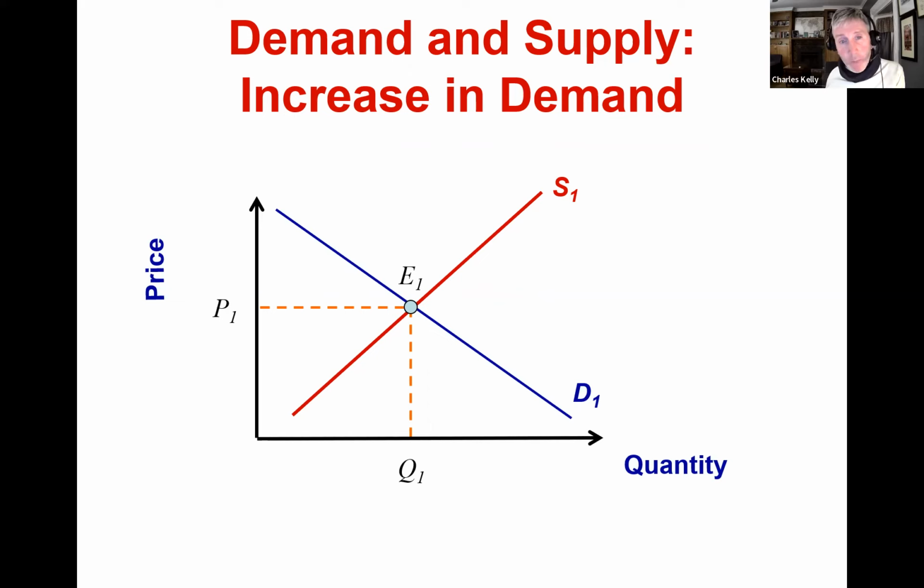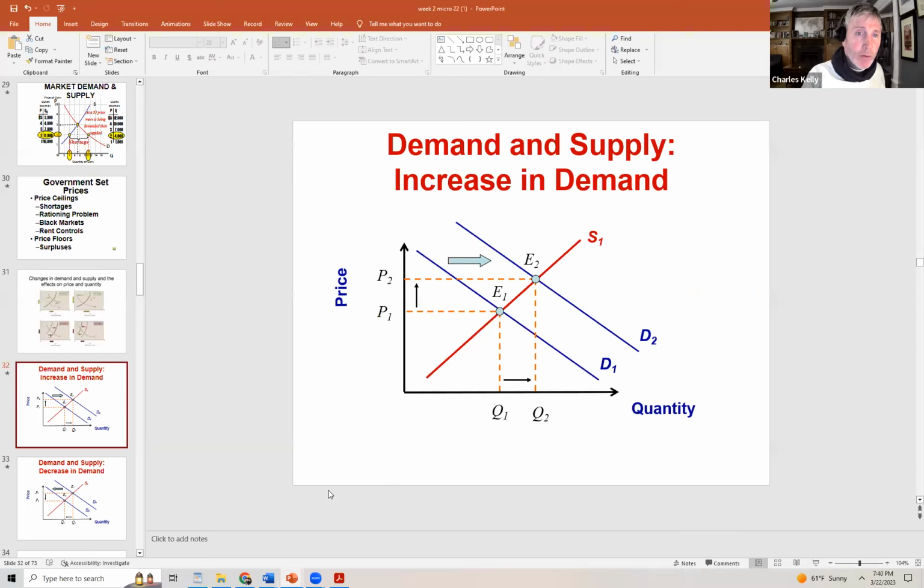You've got your downward sloping demand curve, which is your buyers in the market. You've got your upward sloping supply curve, your sellers in the market. And equilibrium, where we are today, is E1. So there's a certain price and certain quantity in the market. Then what we're going to do is ask what happens when something other than price changes. How will that affect demand or supply? And then how will that affect equilibrium?